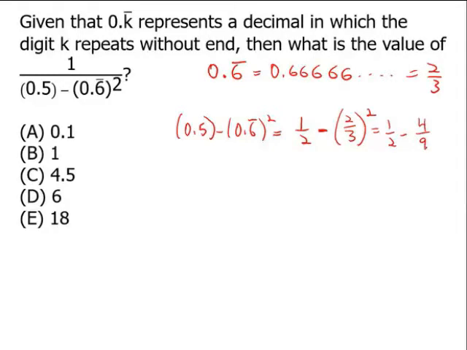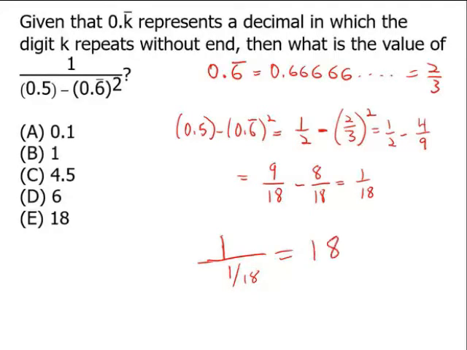That's 4/9. Then we need a common denominator. Common denominator would be 18. So multiply 1/2 by 9/9, it becomes 9/18. Multiply 4/9 by 2/2, it becomes 8/18. When we subtract, we get 1/18. And so the denominator equals 1/18, and of course if we have 1 over 1/18, the reciprocal of 1/18 is 18. And that's answer choice E.